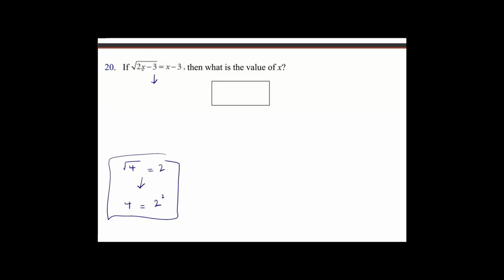It's like the square root of 2x minus 3 equals x minus 3. Square this: 2x minus 3 equals x minus 3 to the 2, which is x squared minus 6x plus 9. Move all of them to one side: x squared minus 6x minus 2x is minus 8x. 9 plus 3 is 12. It's equal to 0. We want to know the roots of this degree 2 polynomial.